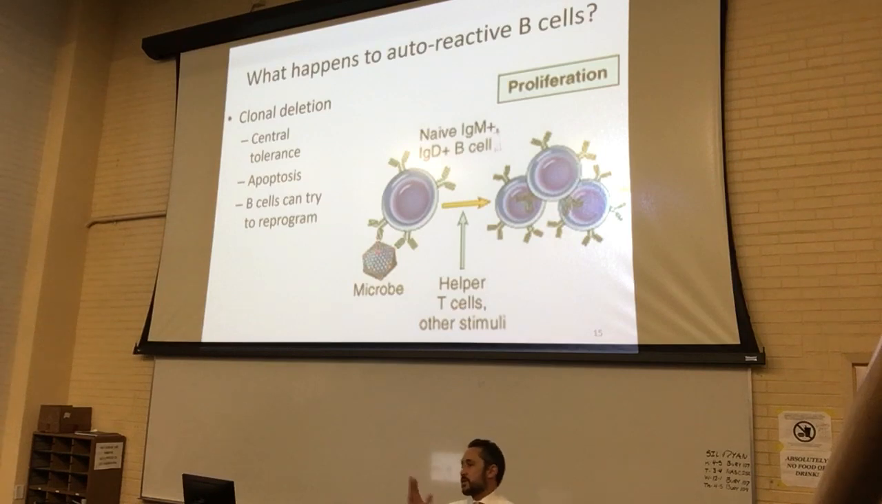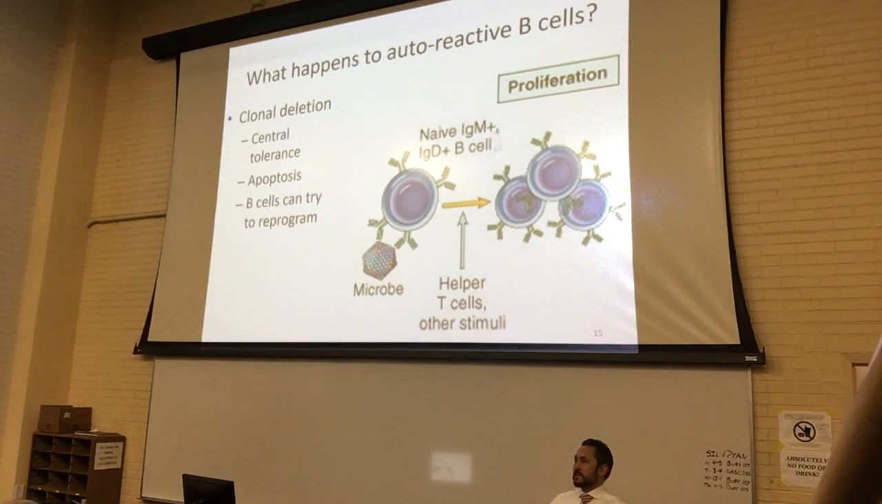Where with T cells, you don't reprogram them, you just trigger them for apoptosis. So here there is an attempt to try to reprogram them, okay? This slide here is really important because I want to point out the role of the helper T cell. So it's kind of got this unique role.